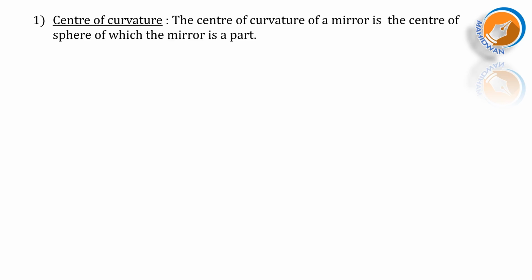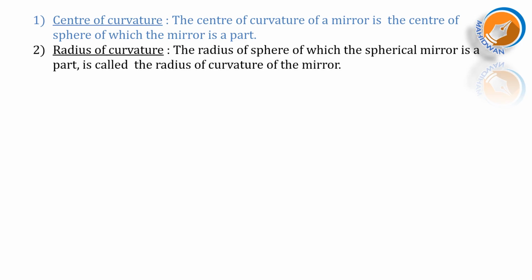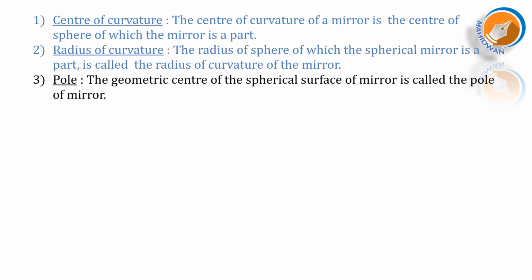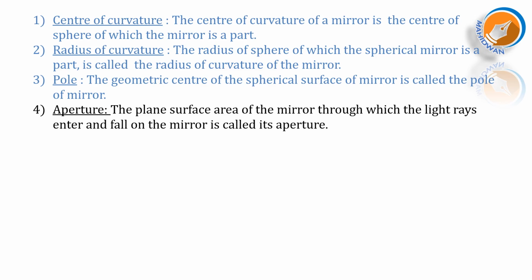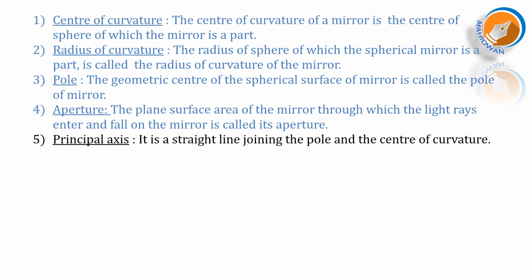So whatever terms we have studied till now, let us go through the definitions of these terms. The first one, center of curvature. The center of curvature is the center of the sphere of which the mirror is made. Similarly, the radius of the sphere, which in this topic we call the radius of curvature. Pole: the geometric center of the spherical surface of the mirror is called the pole of the mirror. It is the center of the mirror, not of the entire sphere, okay? Center of the mirror, and it should be on the principal axis. Aperture: the plane surface area of the mirror through which the light rays enter and fall on the mirror is called the aperture. The horizontal line passing through the center of curvature and pole is called the principal axis.